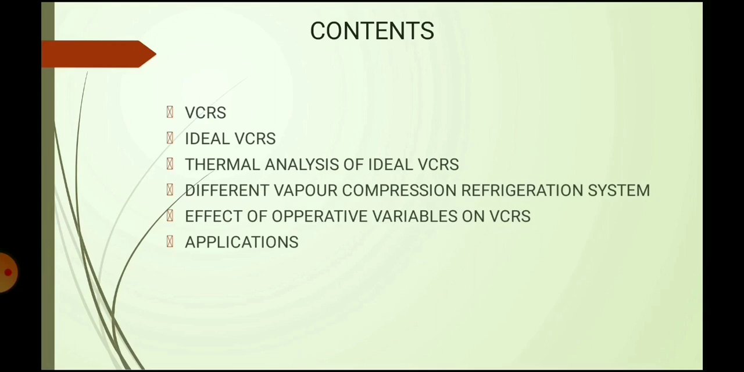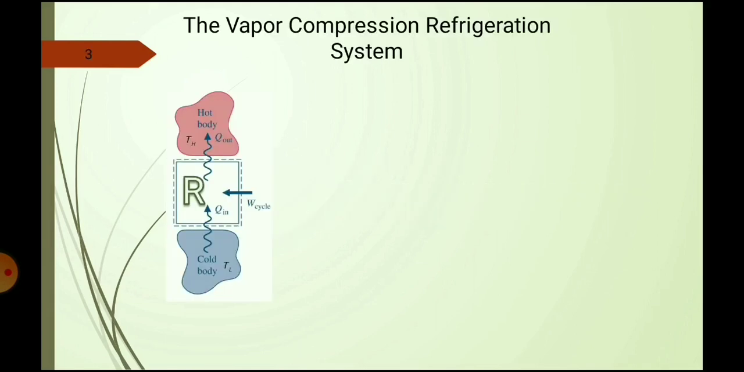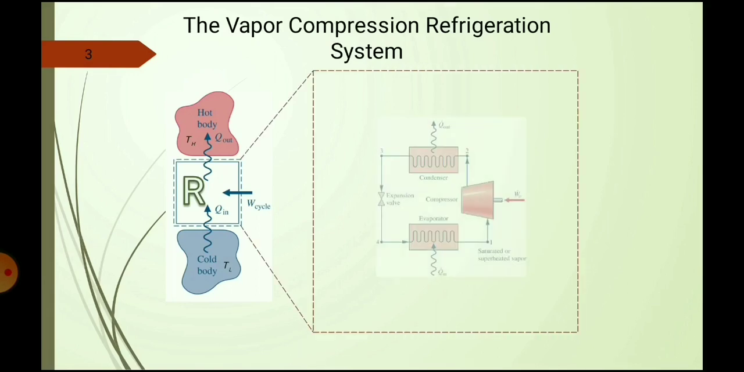Number 4, different vapor compression refrigeration systems. Next one is effect of operating variables on VCRS and application of VCRS. Let us move one by one. Number 1 is vapor compression refrigeration system.